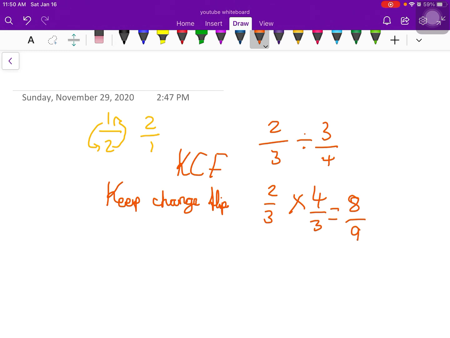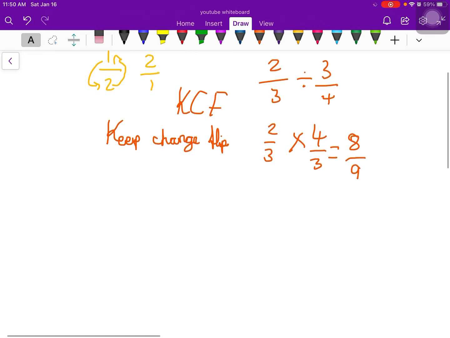If you did not know how to multiply fractions, you could go to the other video I uploaded and learn how to multiply fractions. So we would get 4 times 2 is 8 and 3 times 3 is 9. So that's our answer. Now let's look at another example.